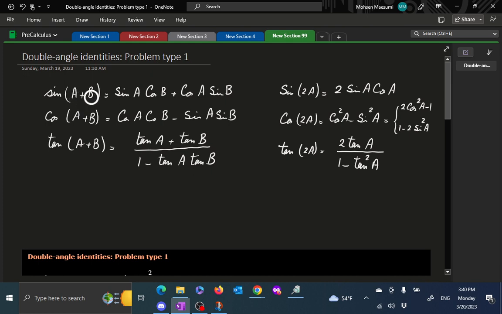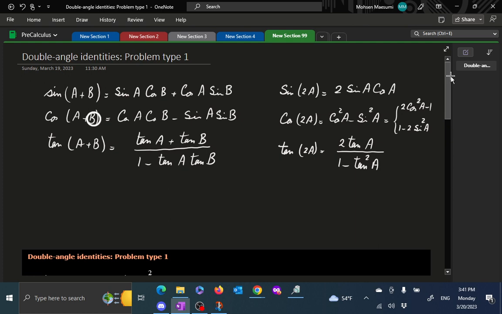So if A and B are the same, both of them are A, you have sine of A plus A. So it's going to be sine of A, cosine of A, plus cosine of A, sine of A. When you simplify that, it means sine of 2A will be 2 sine A cosine A. So this becomes all A's and you get a simpler formula.